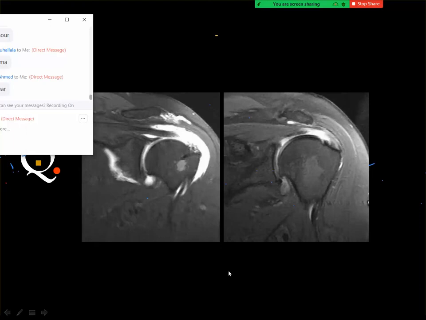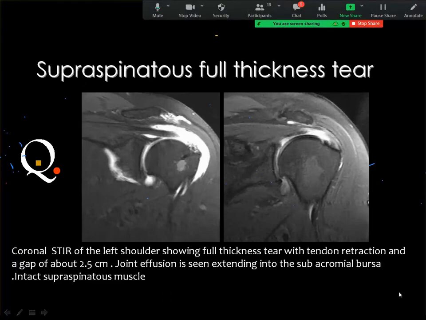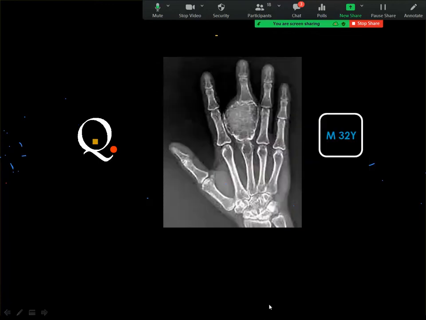Okay, supraspinatus tear, complete tear, yes, supraspinatus complete tear. And you know that for a supraspinatus tear, you should mention the distance between the cut edges of the tendon, and you should also mention the state of the muscle, if it is atrophic or not. But this muscle is not atrophic because of the absence of fat streaks within the muscle fibers itself.